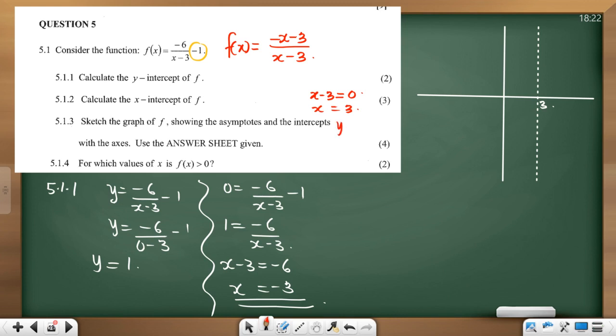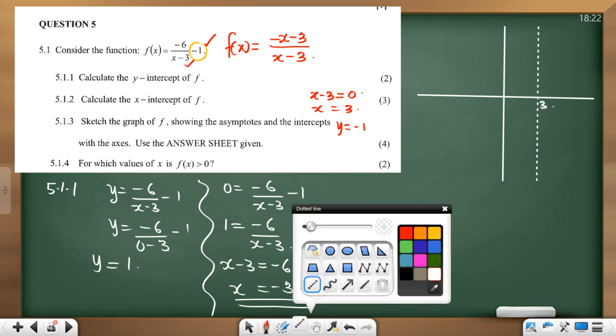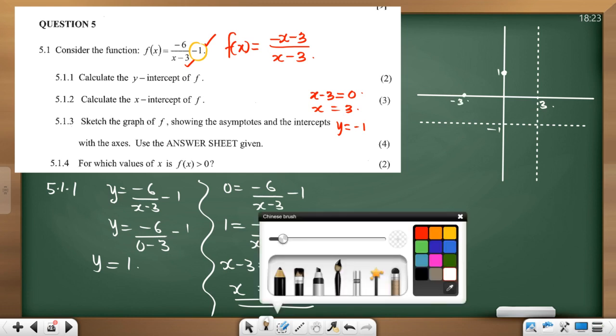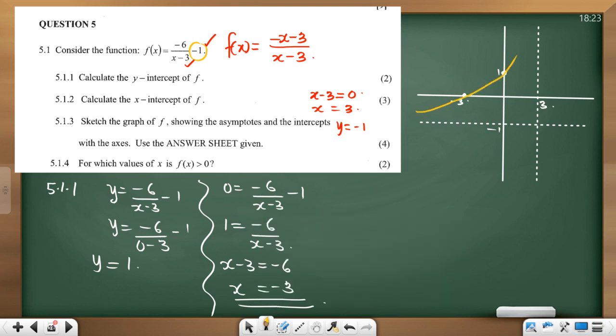So x equals 3 and y equals negative 1. Those are my asymptotes, my P and Q. Y equals negative 1. So those are the things we draw first. Number 2, our intercepts. Y equals positive 1. That means your graph would be passing through that point. And so let's show that 1. And x equals negative 3. Your graph will be passing through that point. All right. Once you have that, you can then sketch your graph. It passes through those 2 points, doesn't touch the asymptote, but you know that this graph has to have the other end. And that is my graph, guys.